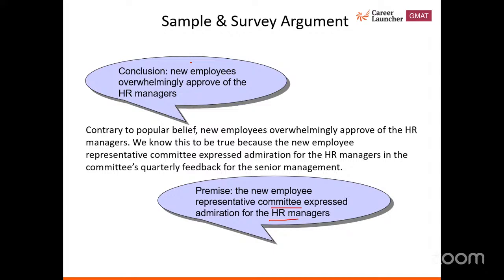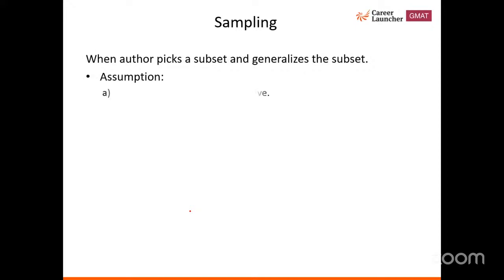Yes or no? So, in any sampling argument, what's the logic going to be? When an author picks a subset and generalizes the result, the author assumes that the subset represents all, right? That the sample is a general representative, that it represents everyone. That the data is valid. Whatever data is being used is valid. It's not biased in any way. It's not incorrect in any manner. It's fair, right?